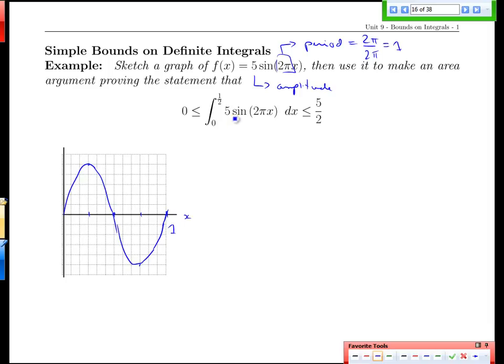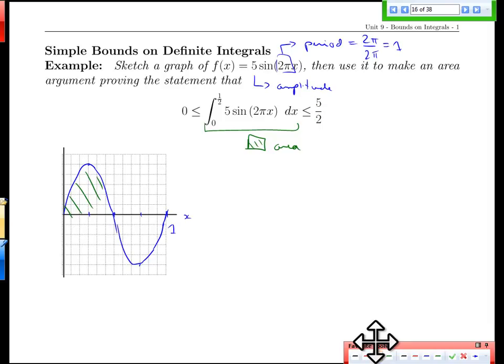What we're interested in is an argument proving that the statement 0 is less than this integral is less than 5/2. Well, let's get a graphical interpretation of that integral. It's that area there in green. So how could we make a statement about that relative to these other two numbers? I think everyone is pretty easily convinced that this integral is definitely above the x-axis, so it's positive, and so it's bigger than 0. The argument about the 5/2 might seem a little more surprising.